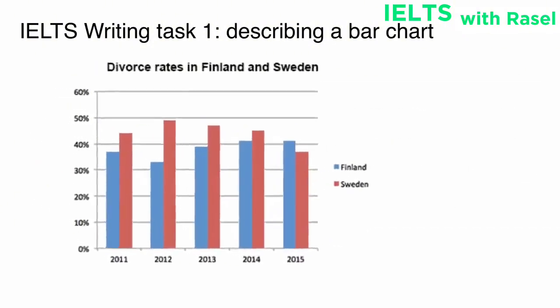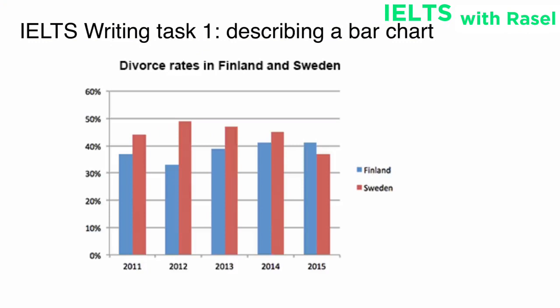Now let's look at the bar chart. What we can see: the name of our chart is Divorce Rates in Finland and Sweden. Down the vertical axis we have the percentages, and along the horizontal axis we have the years. Also we can see that the information is provided for 2 countries. We've got Finland in blue and Sweden in red.